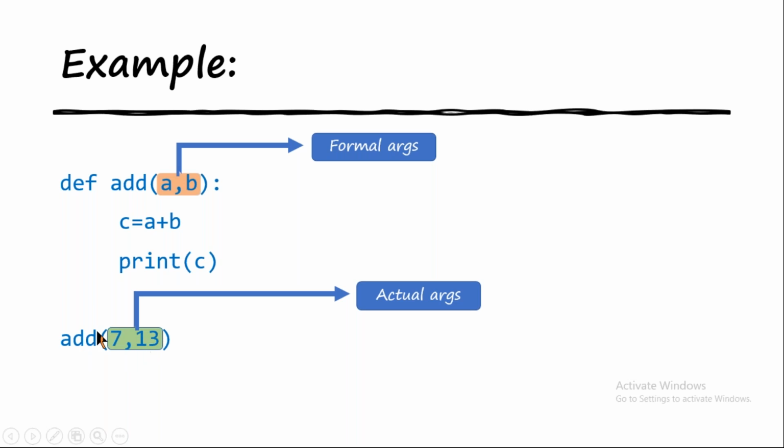The arguments we give when we're calling the function, like here where I gave add 7 and 13, are called the actual arguments. Actual arguments are the actual things which we want to add. Here a and b are imaginary, they can be anything, but 7 and 13 are the real values I want to add. So there is a difference between formal and actual arguments.